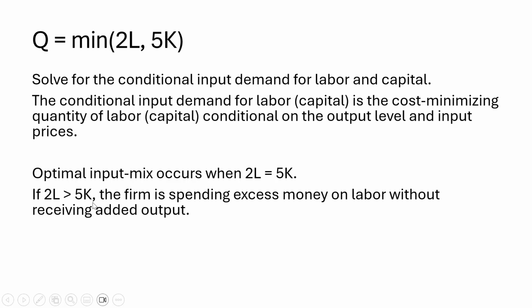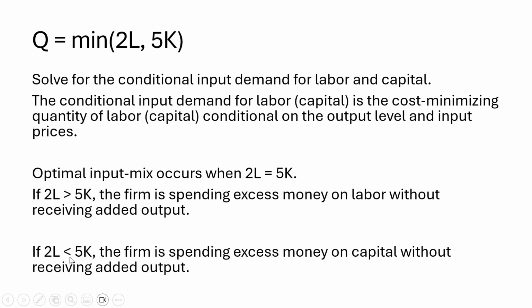If 2L is greater than 5K, this is not going to be the optimal input mix for producing a given level of output. The firm is spending excess money on labor without receiving any added output. On the other hand, if 2L is less than 5K, the firm is spending excess money on capital without receiving any additional output from that. The optimal input mix then occurs when 2L equals 5K.